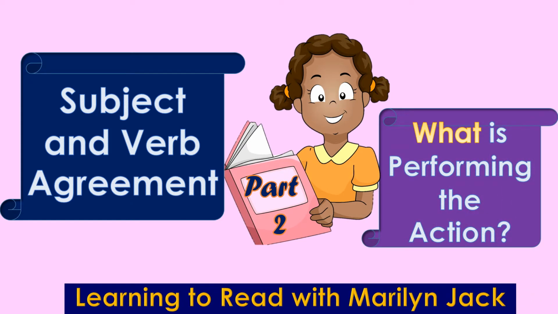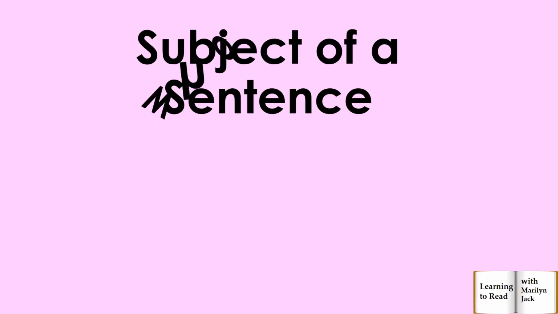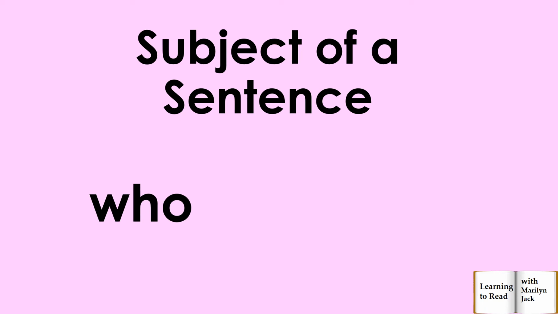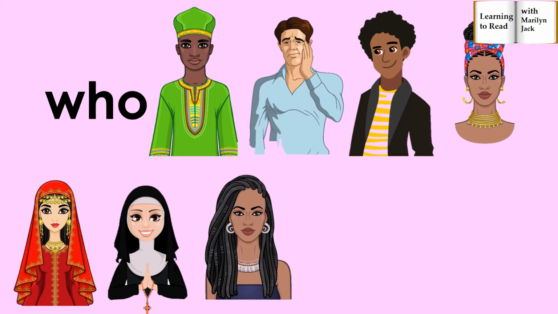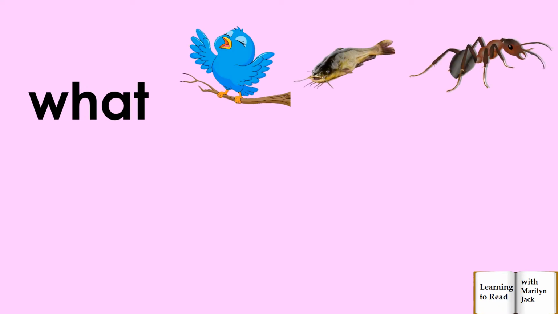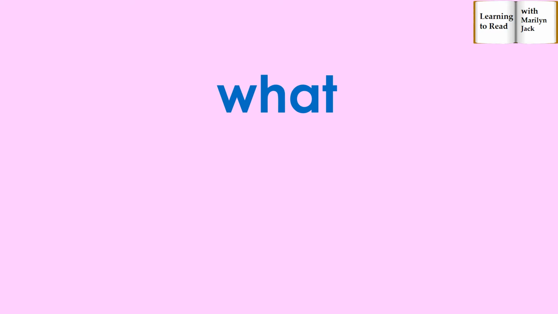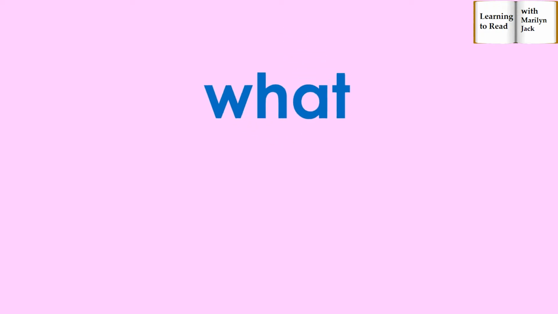What is performing the action? The subject of a sentence is who or what is performing the action. Who refers to persons, whether they be men, women, or children. What refers to animals and things. When we find what is performing the action, we find the subject of the sentence.